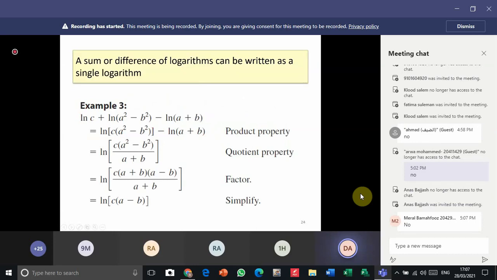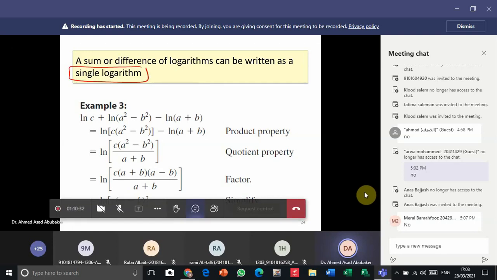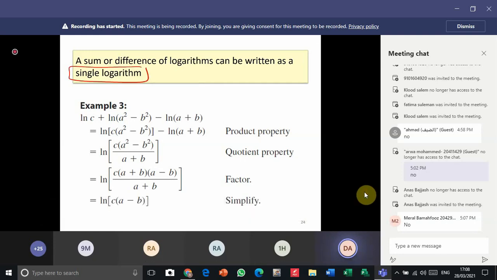Now, if we need to write a sum or difference of logarithms as a single logarithm, we have many logarithms or ln, and we need to put them in one single logarithm. Look at this, we have c times x squared minus b squared over a plus b, but you must check the outside of the ln. Is this positive or negative? If we have plus ln, this is in the numerator directly. If we have minus ln, this is in the denominator directly.